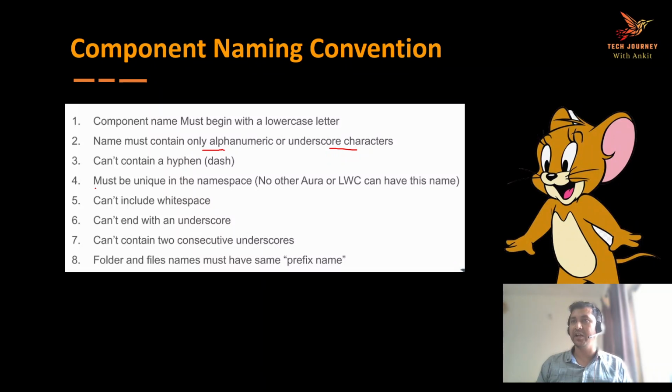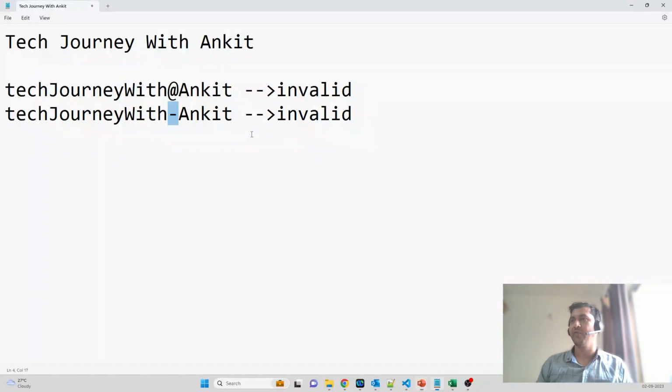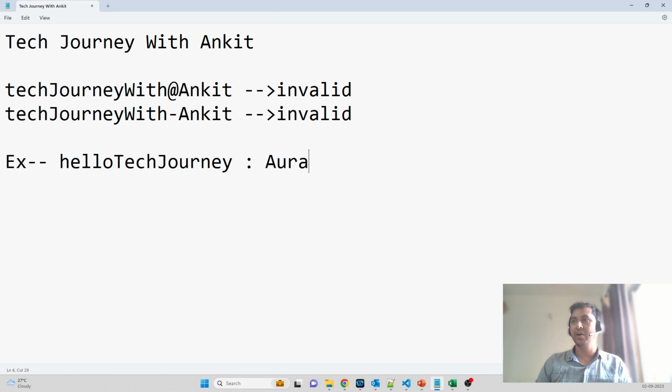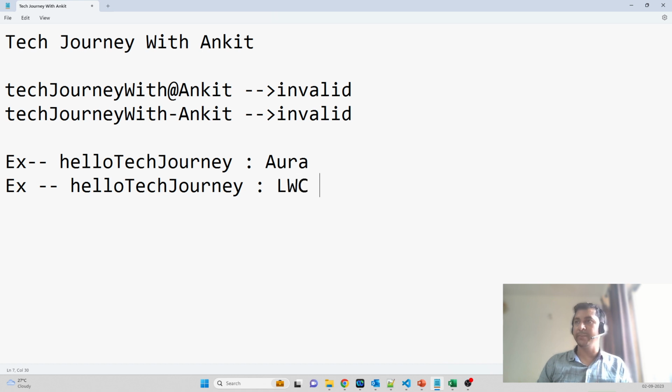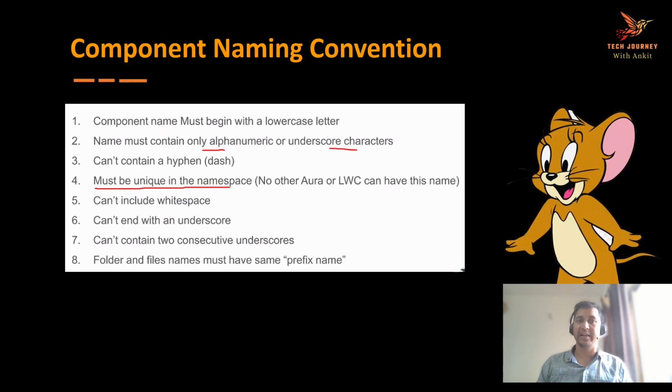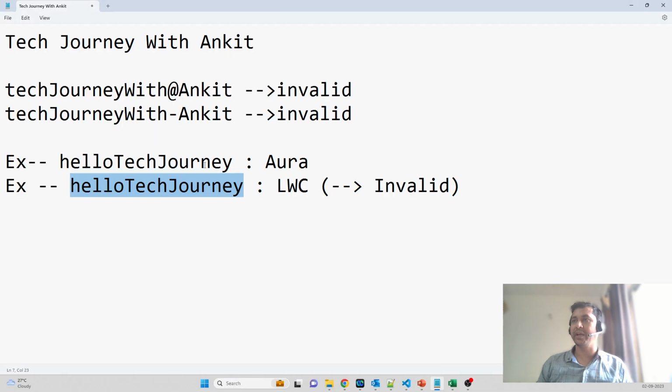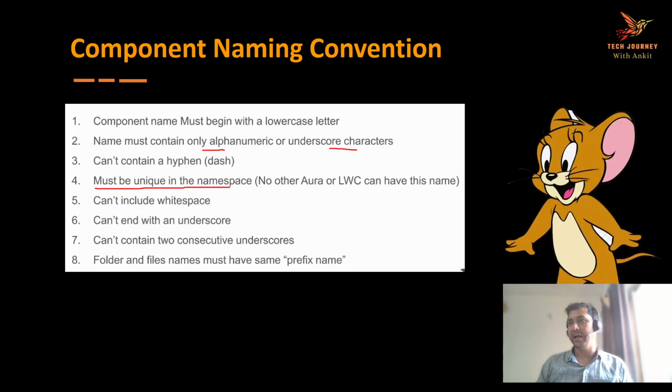The next point says that your name must be unique in the namespace. What this point says is, for example, let's say you have created one aura component. Let's say I have created an aura component here as hello tech journey. This is the component that I have created with the aura framework. Now I am creating the same component for the LWC. This is not allowed. Again, this is invalid. You cannot create the same component name twice in the Lightning experience. So your name must be unique across the aura as well as the LWC.